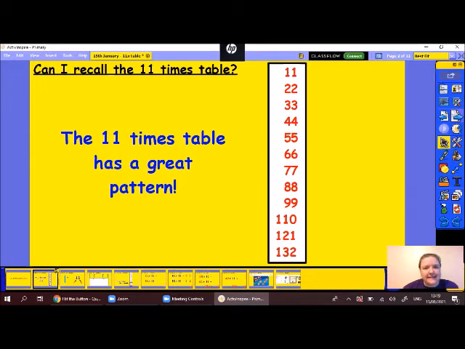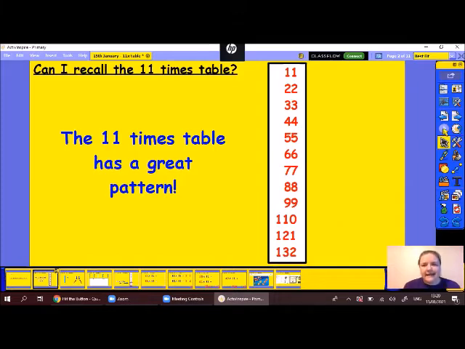Have a look at all the numbers in the 11 times table. What pattern do you notice, particularly in the first 9 answers? You might have noticed that the tens number goes up in ones: 1, 2, 3, 4, 5, and so on, all the way up to 9. And also the ones does the same thing. So the ones number goes 1, 2, 3, 4, 5, and so on, all the way up. It's only really those last few calculations that catch us out, but don't worry, we'll come to those later.